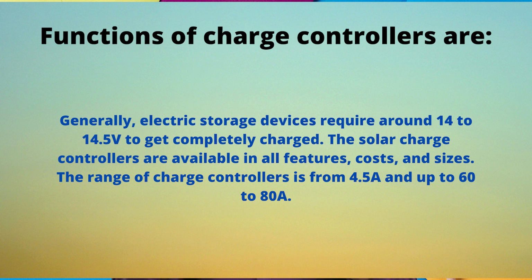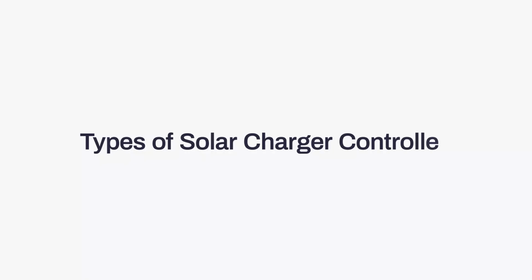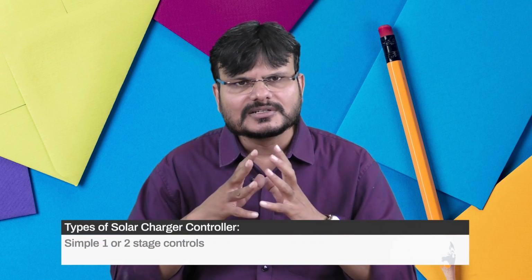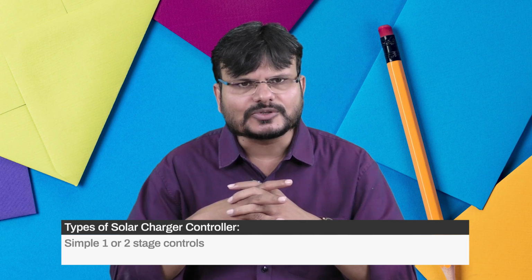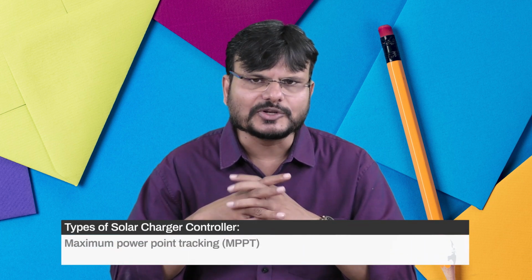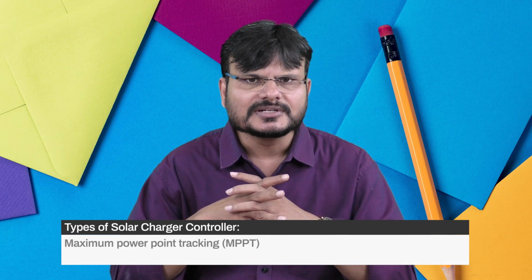Solar charge controllers are available in all features, costs and sizes. The range of charge controllers is from 4.5 amperes up to 60 to 80 amperes. Types of solar charge controller: basically there are three types. They are simple 1 or 2 stage control; second is PWM, that is called pulse width modulated charge controller; and third is maximum power point tracking, or you can say MPPT charge controller.